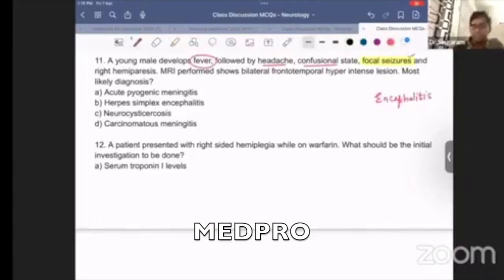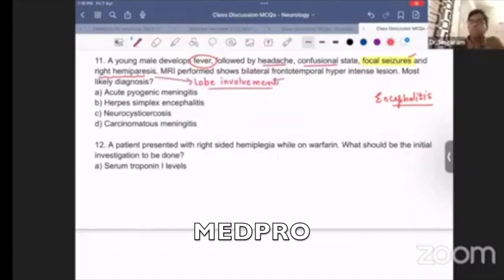If it is meningitis and all, you will get what type of seizure? You will get generalized tonic-clonic seizure, not focal seizures, right? Even one half of the body only is affected, right? Hemiparesis. That also tells you it is encephalitis. See, this is a feature of lobar involvement, a feature of cortical lobe involvement. That is why only right hemiparesis is getting involved, okay?